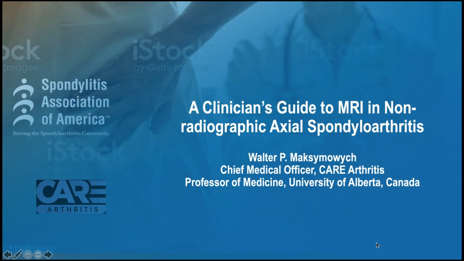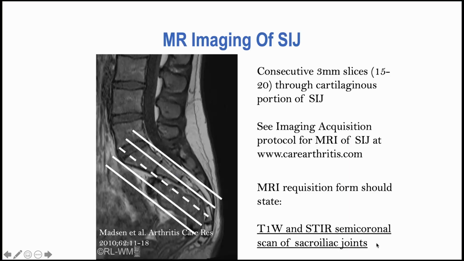Before we begin, it's important that we understand the orientation of MRI images. MRI images are conducted in an orientation that is parallel to the posterior border of the second sacral segment. And the imaging is conducted in a series of consecutive 3 mm slices, the total being about 15 to 20 slices through the cartilaginous portion of the sacroiliac joint.